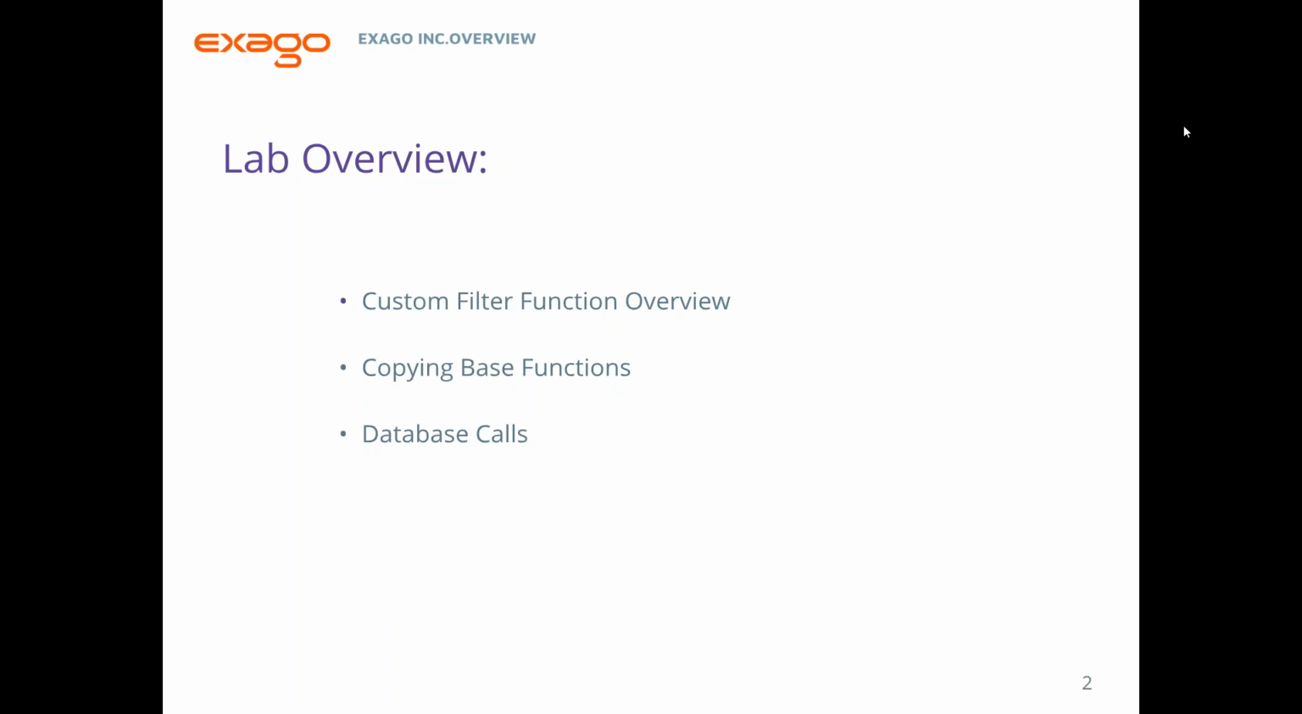So with that content in mind, what I'm going to do is jump over to my Exago instance, and we'll start talking right about these custom filter functions. I'm going to navigate into my report tree, and I'm actually just going to open a brand new Express view for a second here, just to talk briefly about what custom functions are in general.